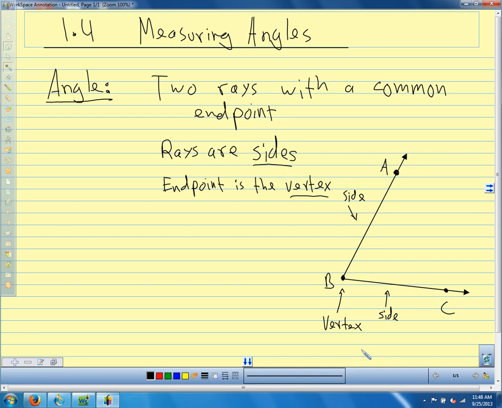So this can go on your definition sheet. The angle would be our term. Two rays with a common endpoint is your technical definition, and then this would be your picture, and this would go in your facts and characteristics.